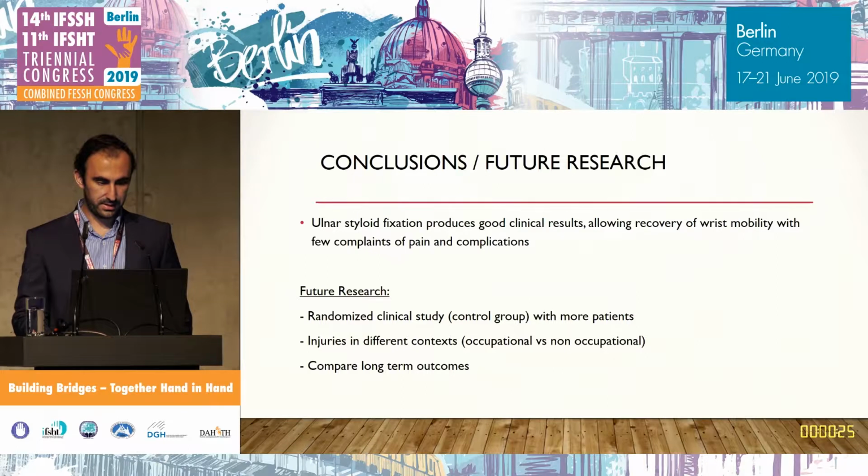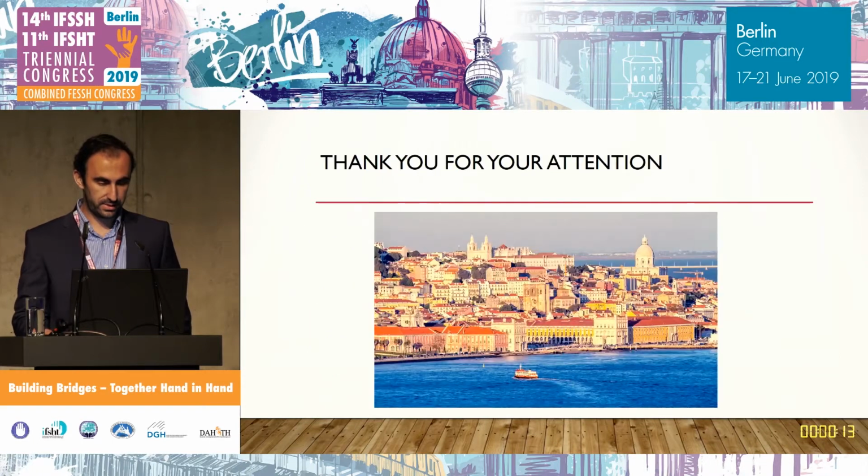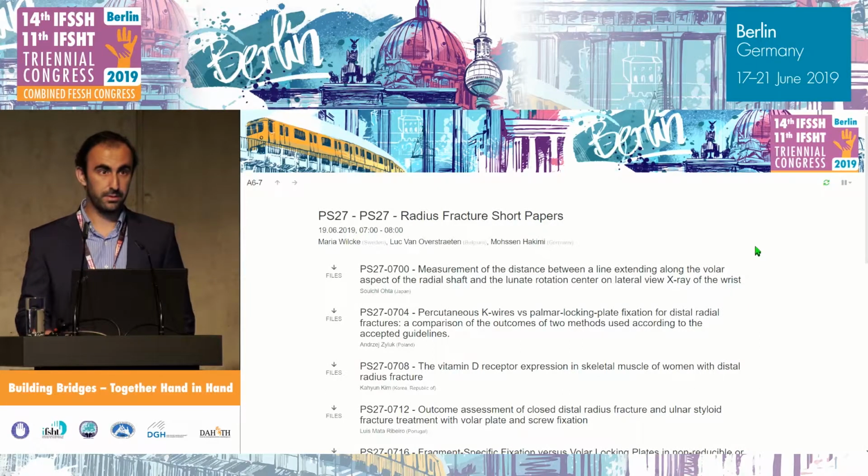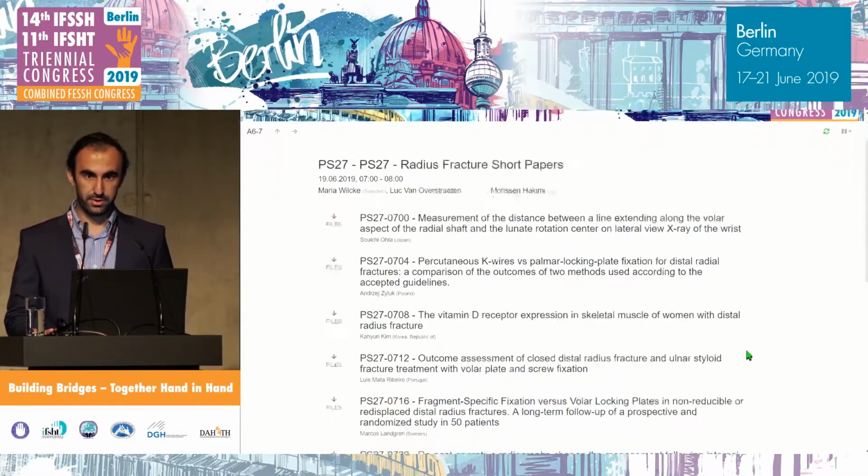So we think that this treatment produces good clinical results, allows a good recovery of wrist mobility with, it seems, little complaints of pain and few complications. Nonetheless, we still believe we need some more studies regarding this, comparing with a control group with more patients so that we have a substantial result. Thank you for your attention.